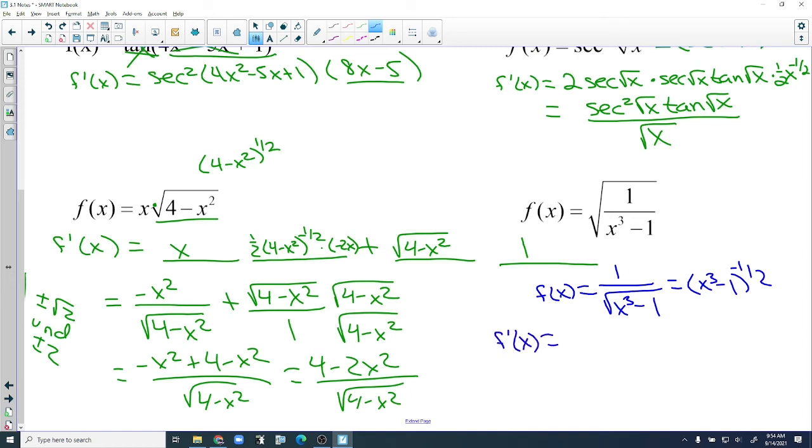So f prime of x is negative 1/2 times x to the third minus 1, to the negative 1/2. So there's the power rule. That's the derivative of the outside. And then times the derivative of the inside, which is 3x squared. Well, not much cancels. We have negative 3x squared over 2 square root of x to the third minus 1. So the zero of the function is 0. And this is undefined at 1. 1 to the third minus 1 is 0.